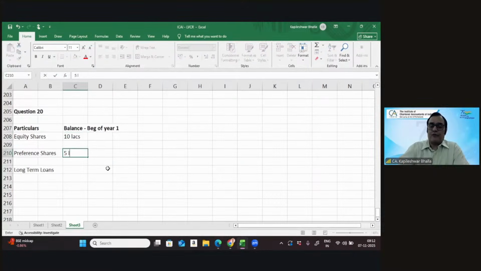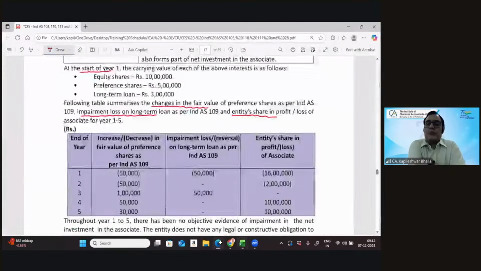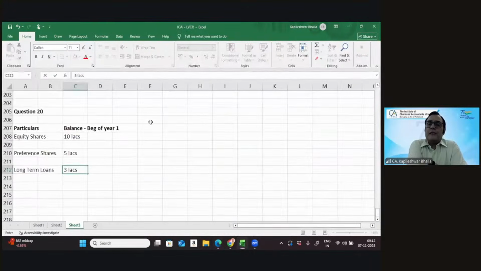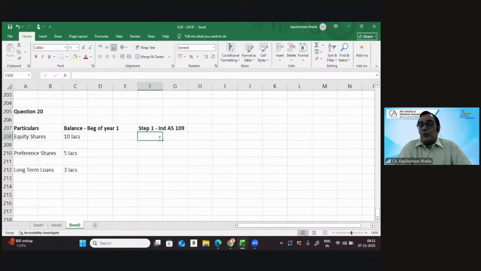This is 5 lakhs. And this is supposed to be 3 lakh. So just note down the investments value, which is given at the start of the year. Now, what do you need to do on a very careful level? Let me put this across as well. Step number 1. In this particular case, you need to incorporate the aspects of Ind AS 109. In step number 1, you need to see wherever Ind AS 109 needs to be applied.